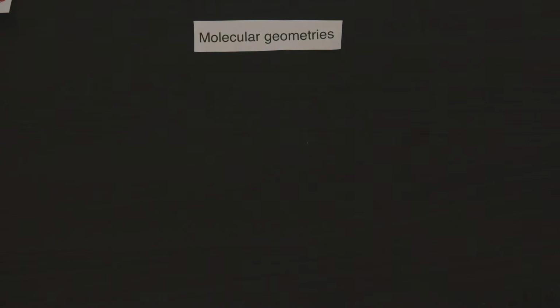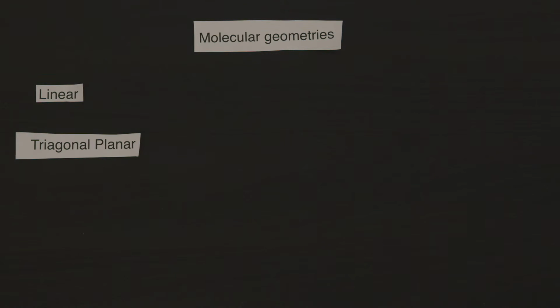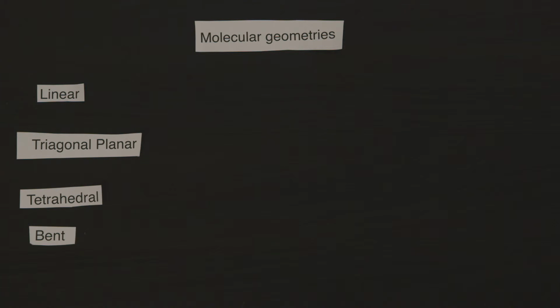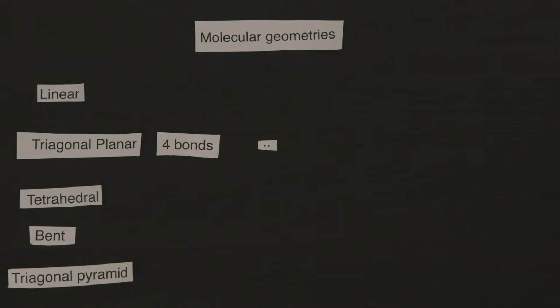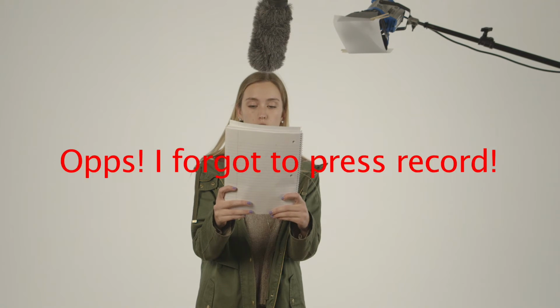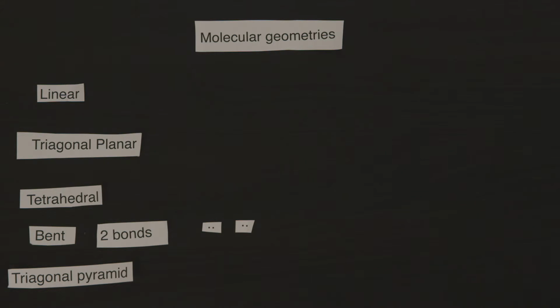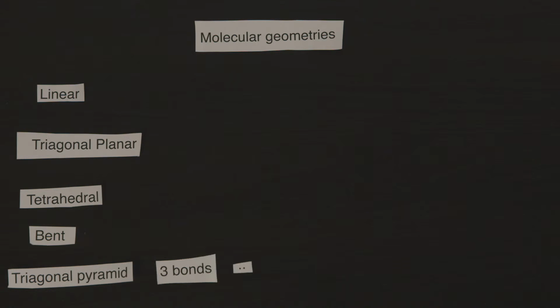Now we're going to move on to molecular geometries. Now there are 5 different names for the 5 different molecular geometries: linear, trigonal planar, tetrahedral, bent, and trigonal pyramid. Now linear has 2 bonds and no lone pairs. Trigonal planar has 3 bonds and no lone pairs. Tetrahedral has 4 bonds and no lone pairs. Bent has 2 bonds and 2 lone pairs, and trigonal pyramid has 3 bonds and 1 lone pair.